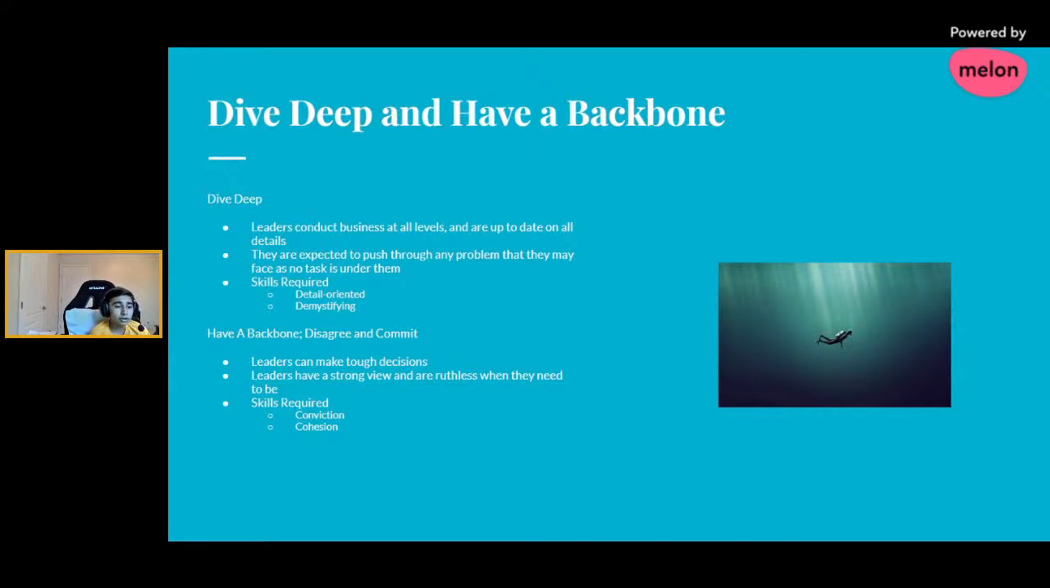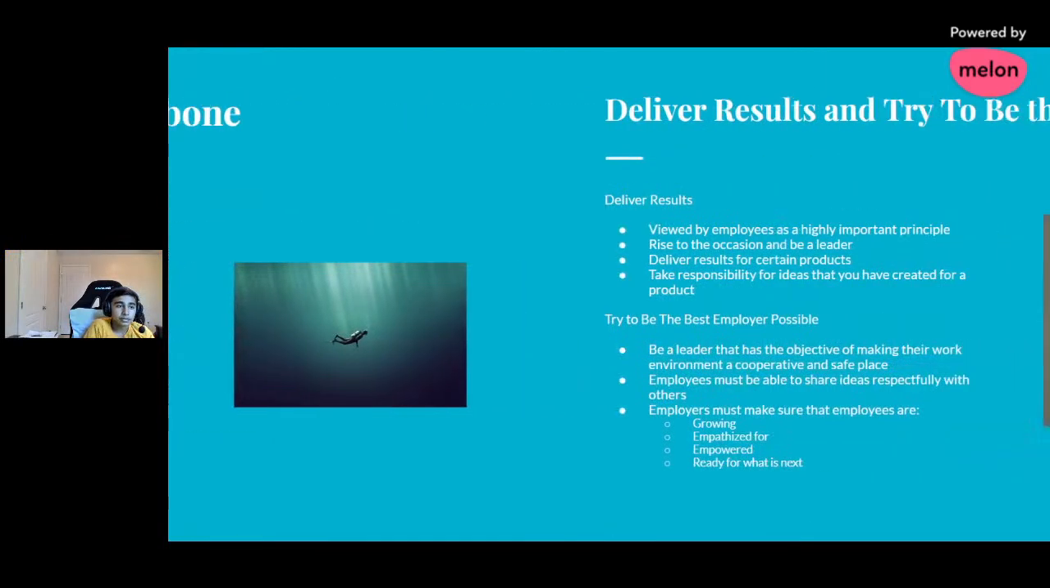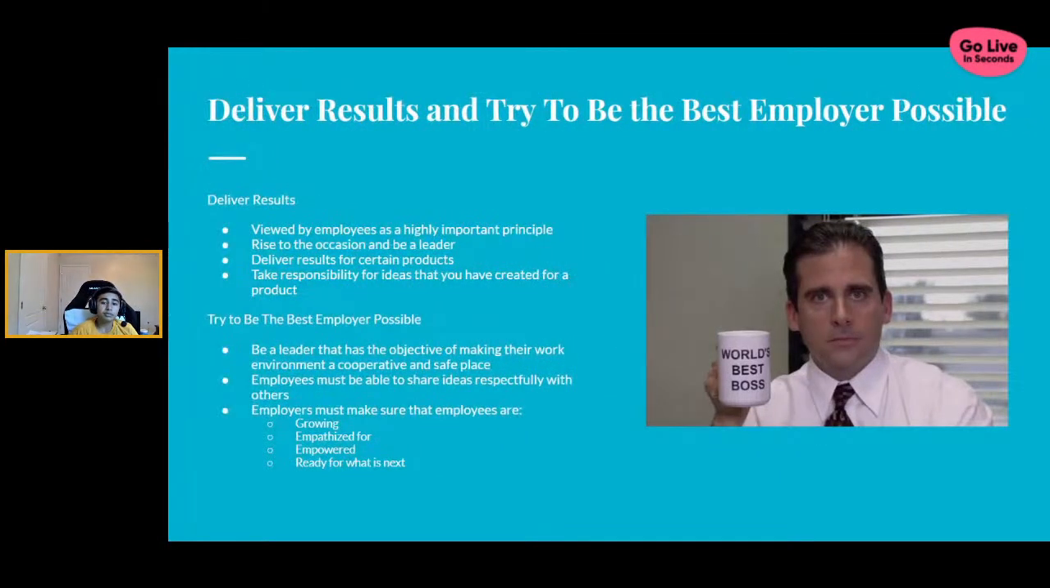And having a backbone and disagreeing and committing, leaders can make tough decisions. They have to in big businesses, as we know. So, they should have a strong view and should be ruthless when they need to be. The skills required for this are conviction and cohesion.